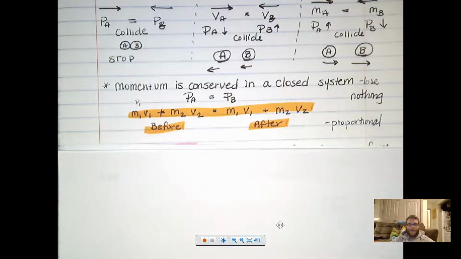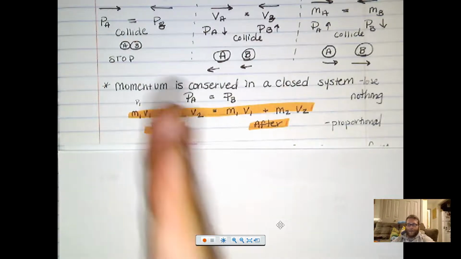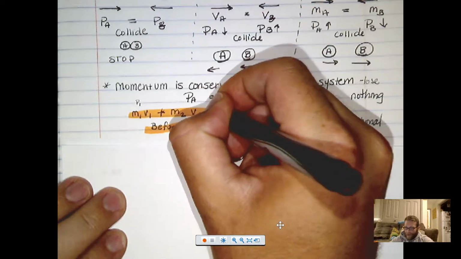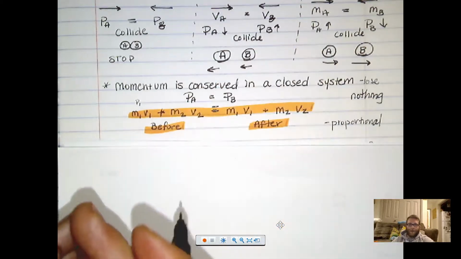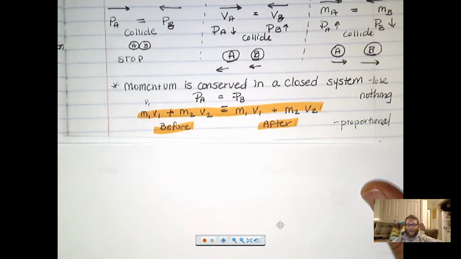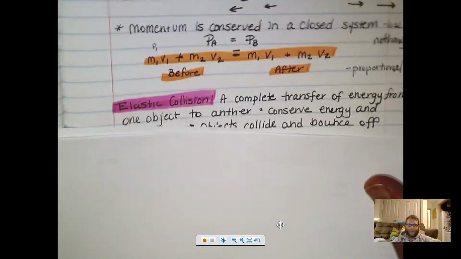But you should remember that momentum is conserved. So the amount before should equal the amount after. Our momentum before should be equal to our momentum after. Okay? So the only thing that changes are the relationships of mass and velocity.